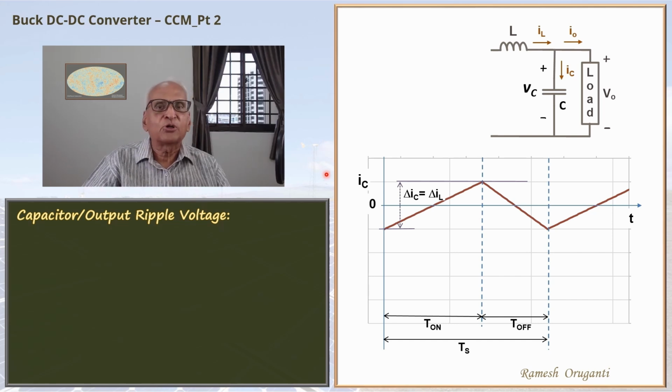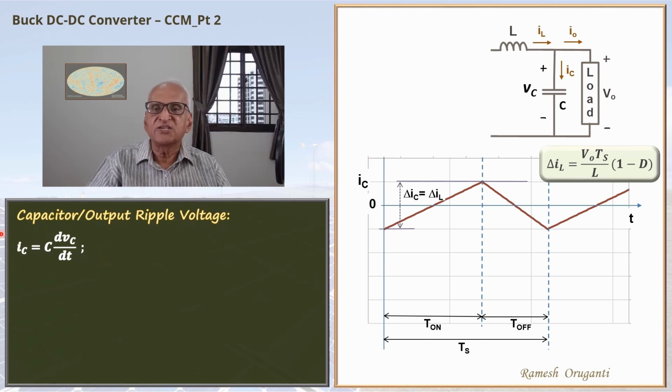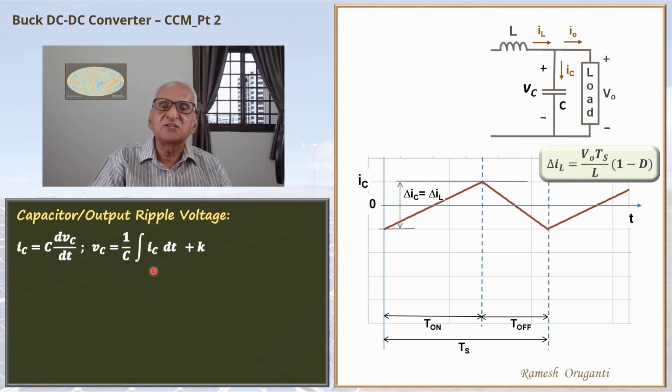We also know how to calculate this delta IL. Delta IL is V naught Ts by L times 1 minus D. We wish to find the ripple voltage. We know current and voltage in a capacitor are related by this equation, IC equals C dVc by dt. In order to find the Vc, we have to integrate the current IC. Vc is 1 over C integral IC dt plus K. K is the constant part. This integral will determine the ripple voltage.